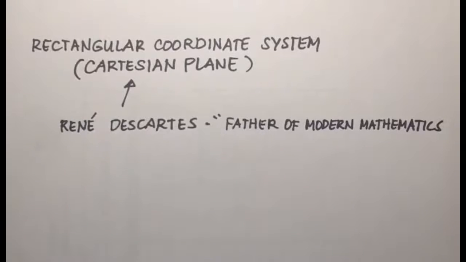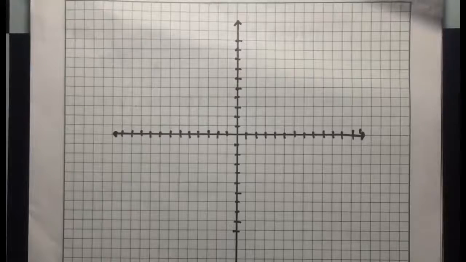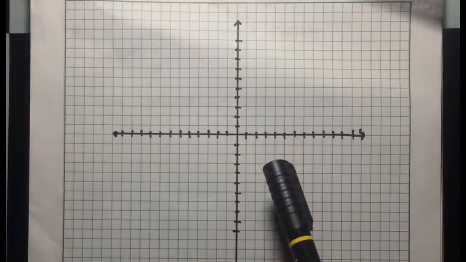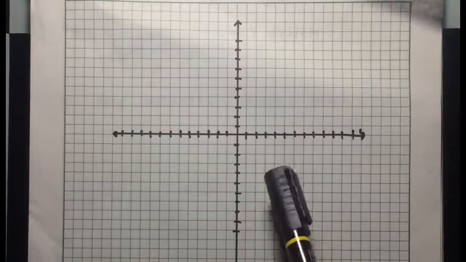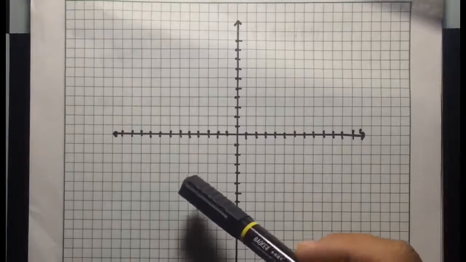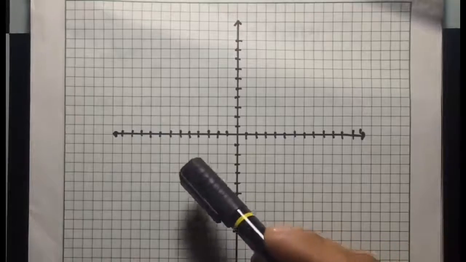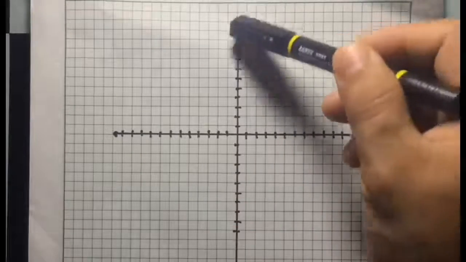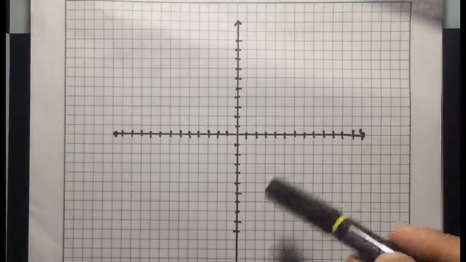So the rectangular coordinate system is also called the Cartesian plane. This is in honor of the French mathematician René Descartes, or others will read this one as René Descartes, who is known as the father of modern mathematics. So this is now the Cartesian plane. I'll just use a graphing paper here. If we're going to illustrate or describe what a Cartesian plane is, this is just two perpendicular lines.